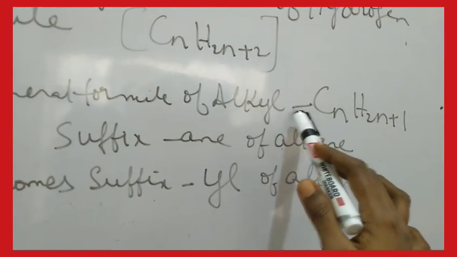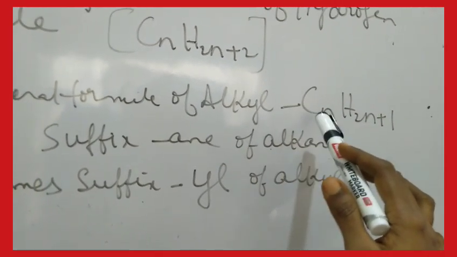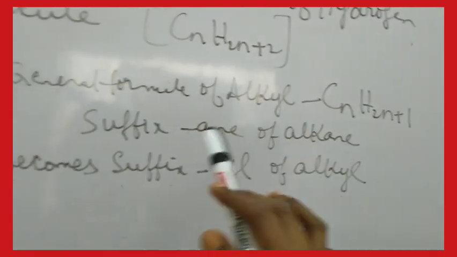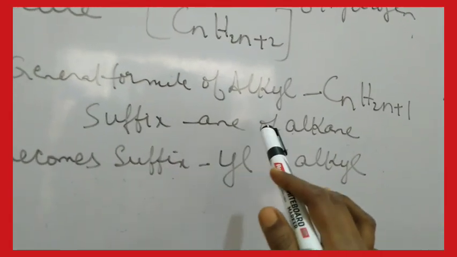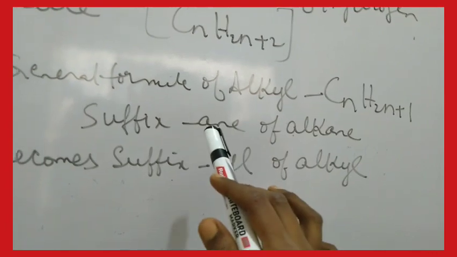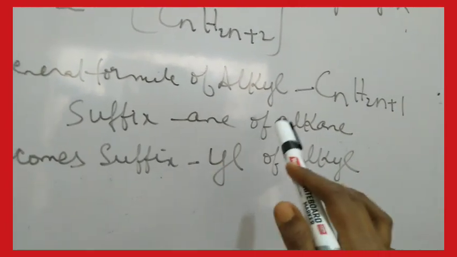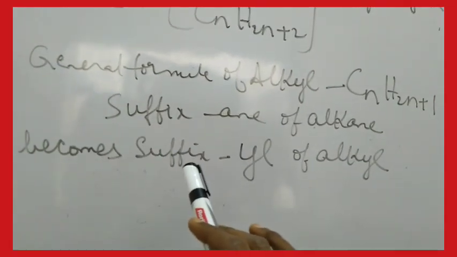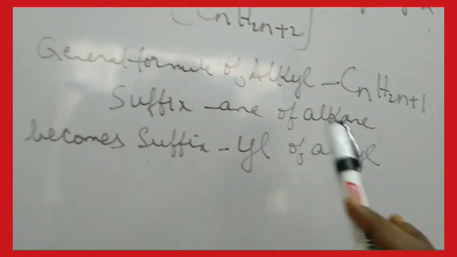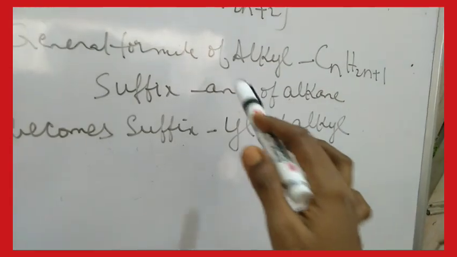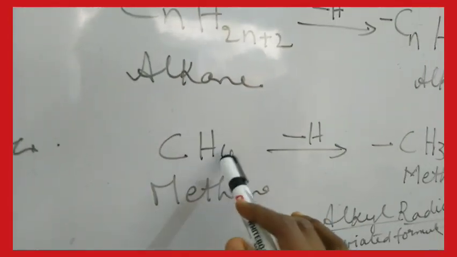You are going to give a single bond, a single slash, to CnH2n+1. The suffix of ane, for alkane, that means methane. If you talk, it is called methane. That suffix ane of alkane became suffix yl for alkyl. Let us see an example. Ane will become yl.